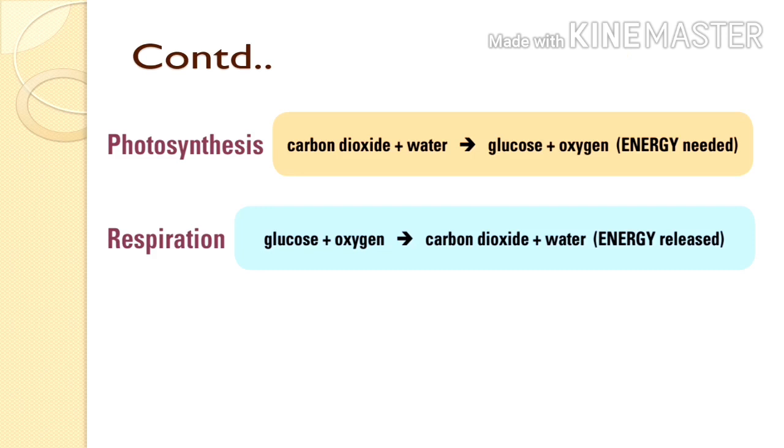Here are the word equations for photosynthesis and respiration. In photosynthesis, carbon dioxide and water combine to form glucose and oxygen in the presence of sunlight, while in respiration, that glucose and oxygen combine to form carbon dioxide and water. For photosynthesis, energy is needed and sunlight provides that energy, while in respiration, energy is released. Both are opposite reactions.